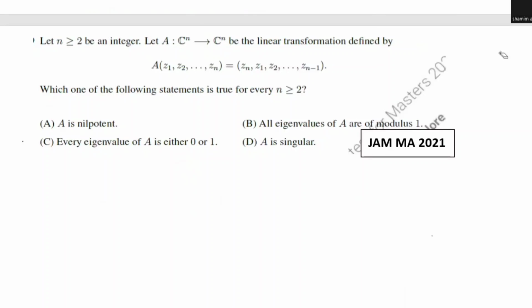Today I will solve a question of a JAM exam. The question is: given that n greater than or equal to 2 be an integer, define a map A from Cn to Cn, which is a linear transformation defined by A(z1, z2, ..., zn) = (zn, z1, z2, ..., zn-1). Then which of the following statements is true for n greater than or equal to 2? Now, solve.